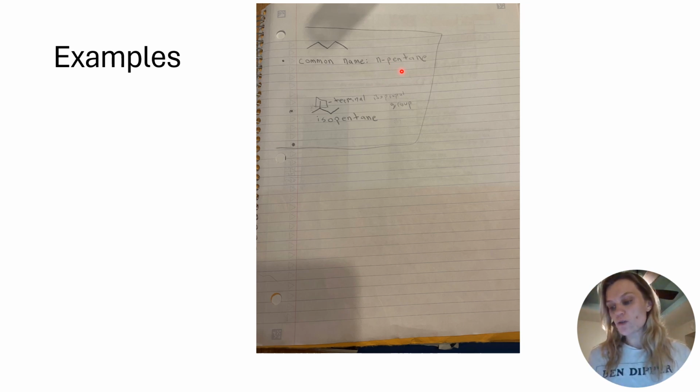So this is used when all carbons form a continuous unbranched linear chain, as we see here. Then we have this one here, isopentane. So the prefix iso is going to be used when all carbons except one form a continuous chain. So this one carbon is part of an isopropyl group. It can be at the end of the chain there, a terminal isopropyl group there.